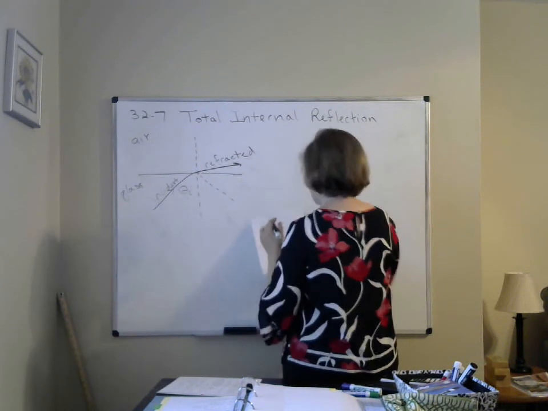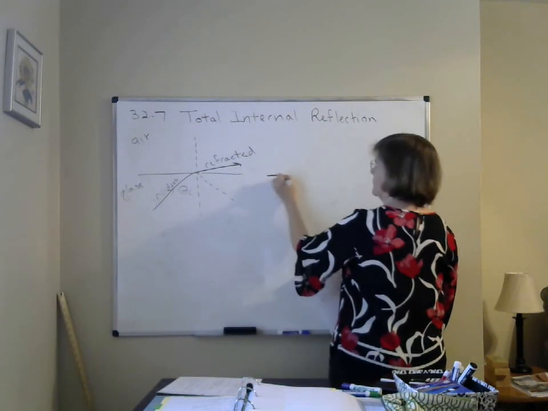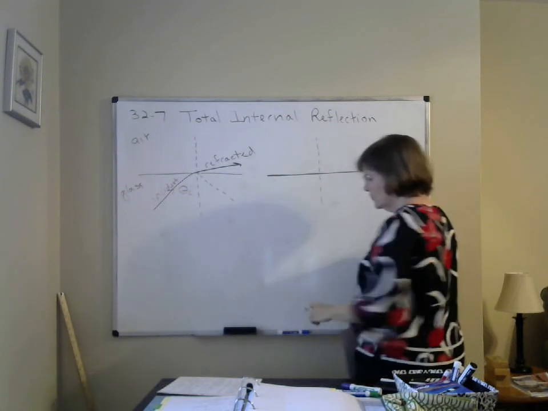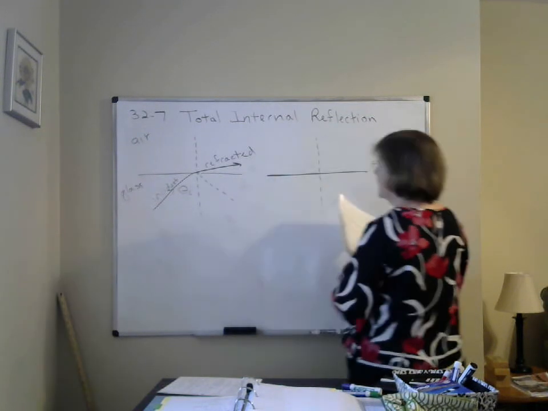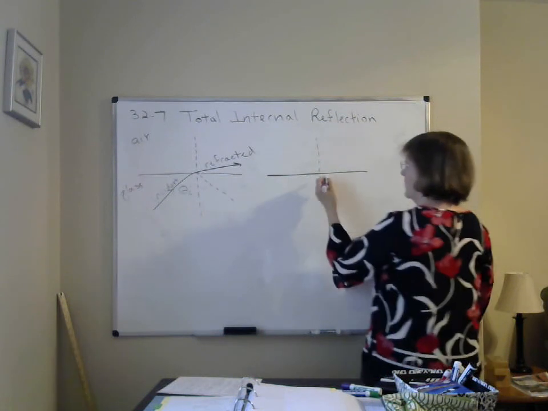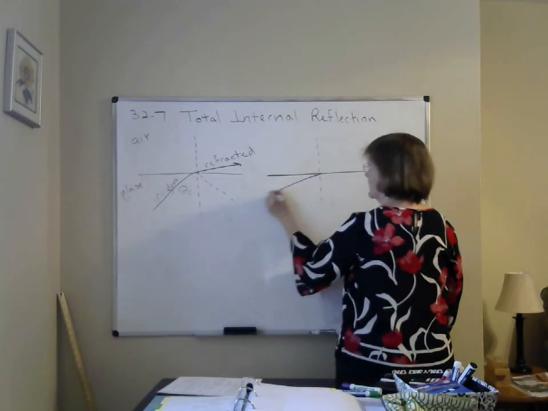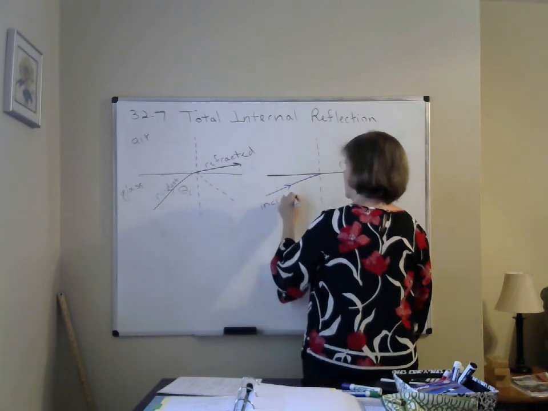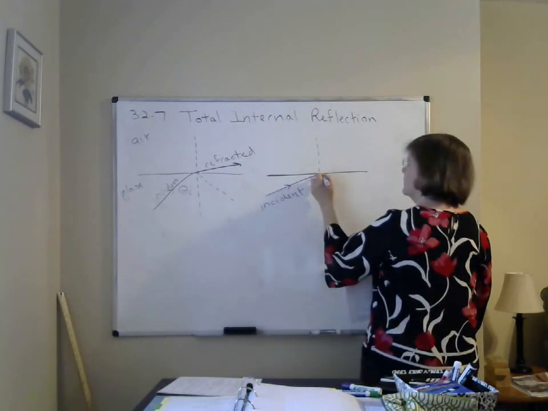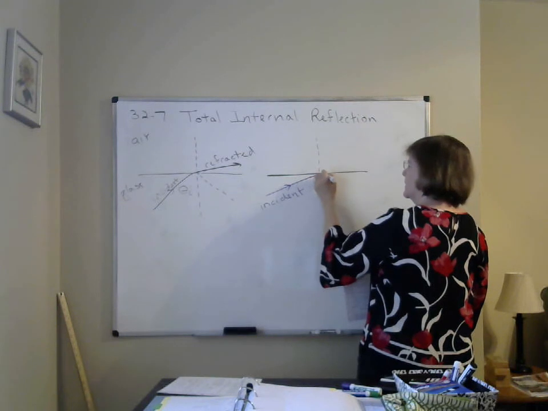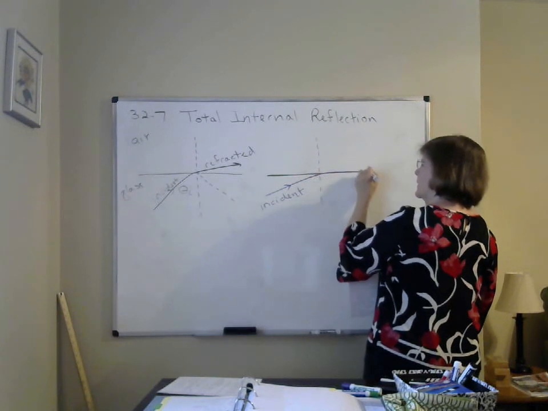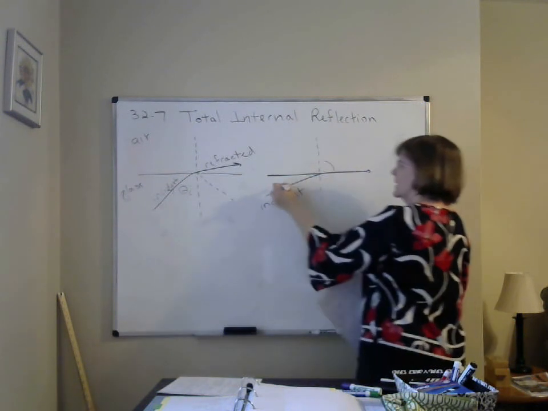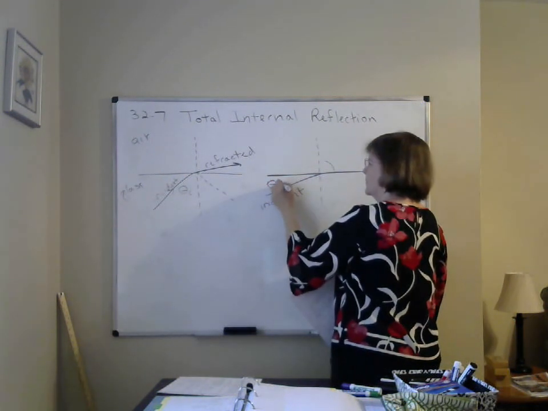Well, if I take that ray, I should have used a different color, and I increase the incident angle. I make the incident angle even greater. So it's coming in here, incident. When it refracts away from the normal, at some point, that refracted angle would increase all the way to 90 degrees. This is called the critical angle.